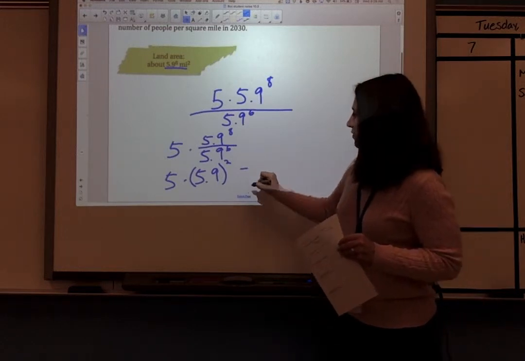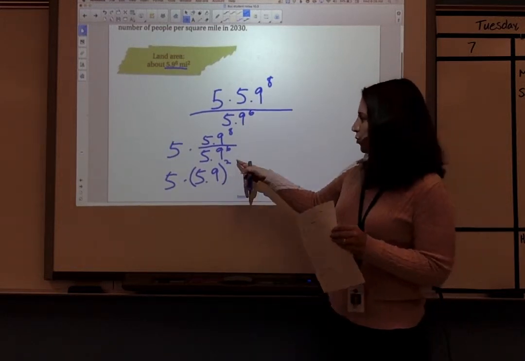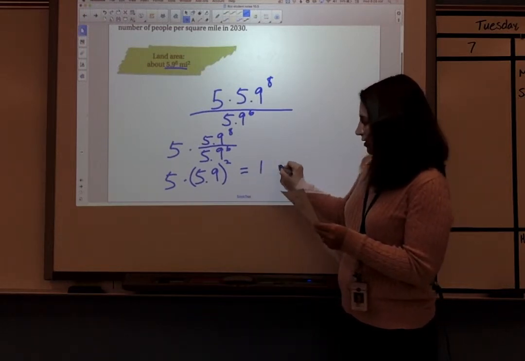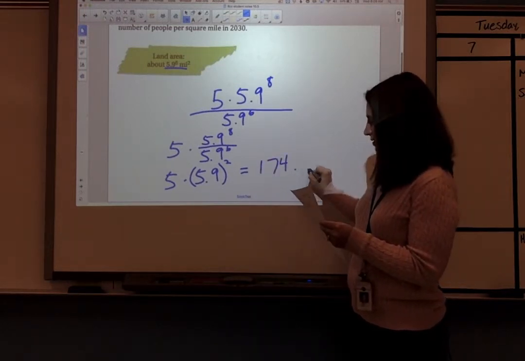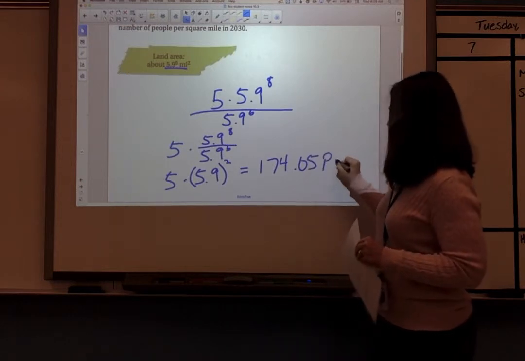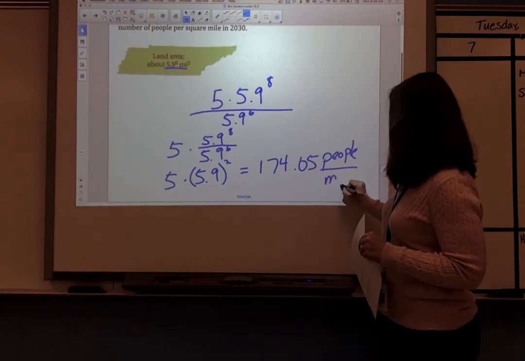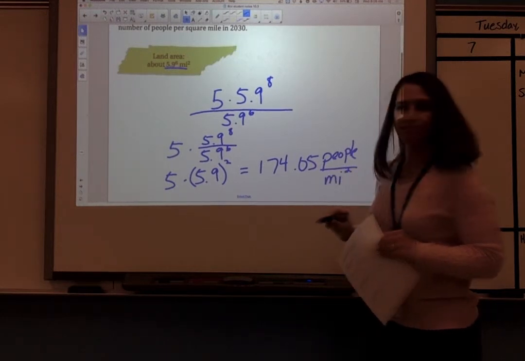Okay, and then we'll go ahead and use our calculator to simplify. So 5.9 squared, and then we'll multiply that by 5. That's about 174.05 people per square mile. All right, that's it.